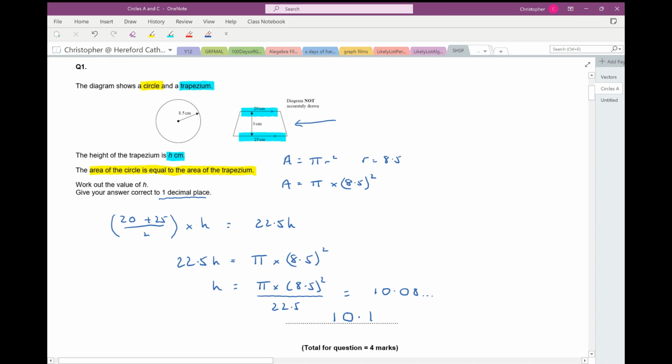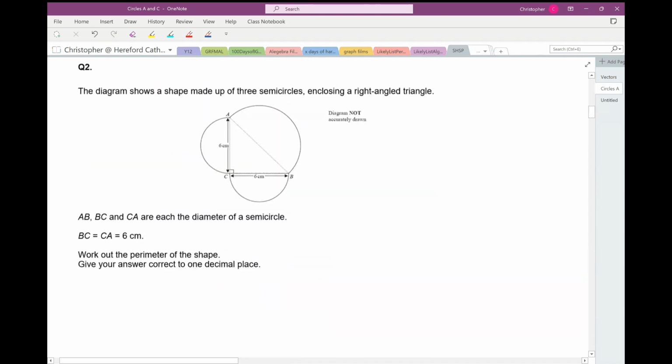That is question 1. Question 2. The diagram shows a shape made up of 3 semicircles enclosing a right-angled triangle. The straight lines here, the edges of the triangle, are each a diameter of a semicircle, and you know that this length is 6 and this length is 6. We've got to work out the perimeter of the shape.